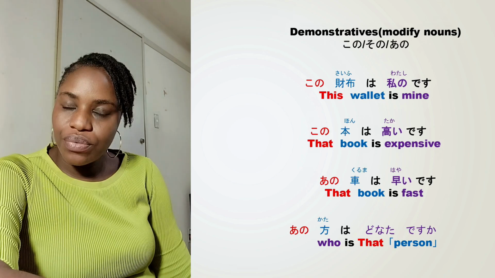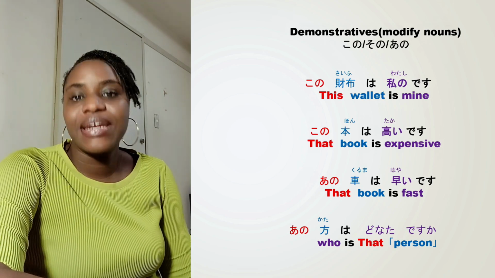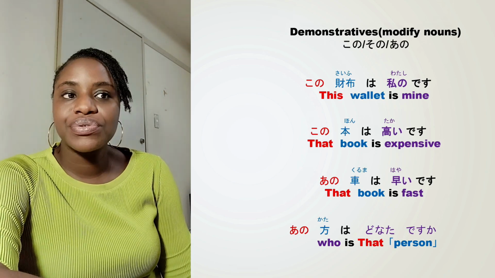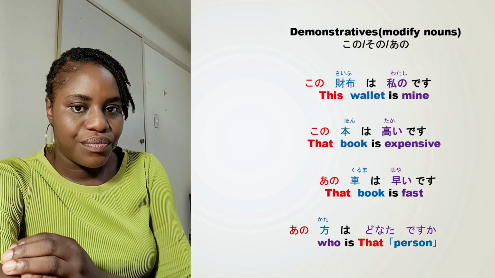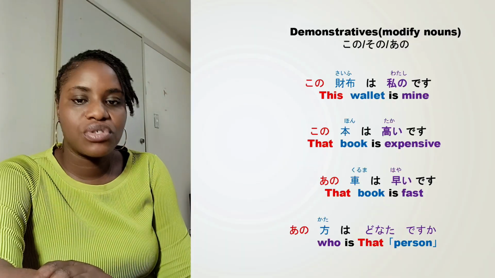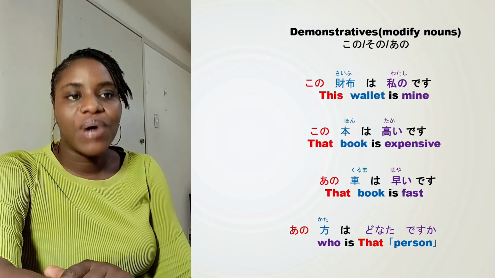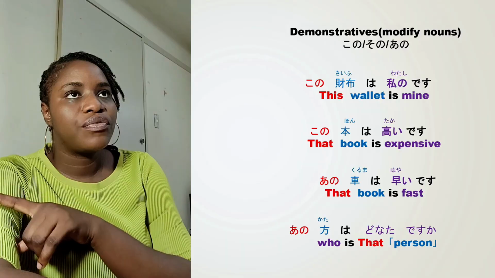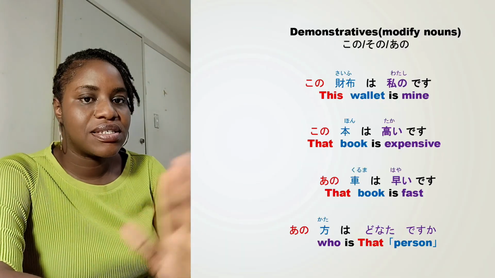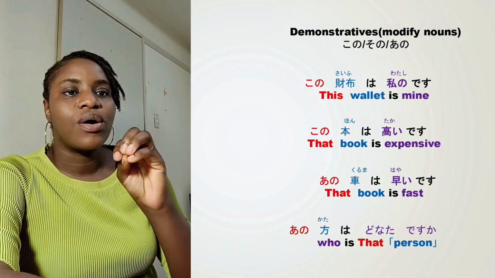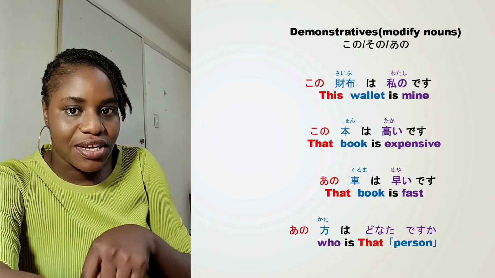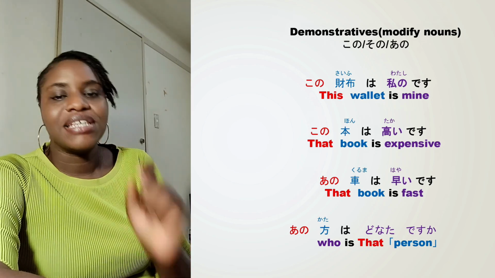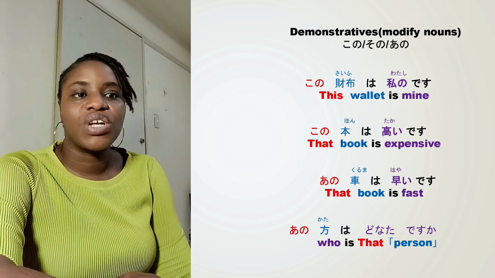Yeah, the next one. Now we're going to talk about how these demonstratives can modify nouns. So we have kono, sono, and ano. Now you cannot use these without a noun. A noun must always follow them. So 例えば kono saifu wa watashi no desu. Don't forget we had これは財布です, this is a wallet. Now when you want to modify the noun, this particular wallet, この財布は私のです. This wallet is mine.